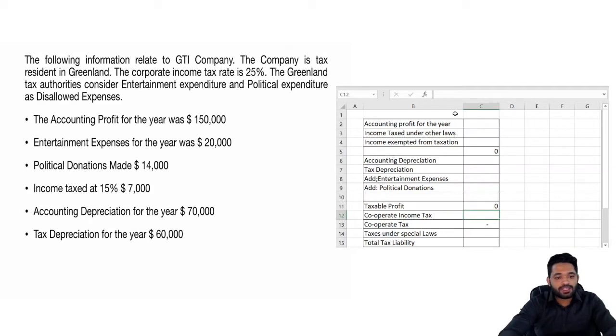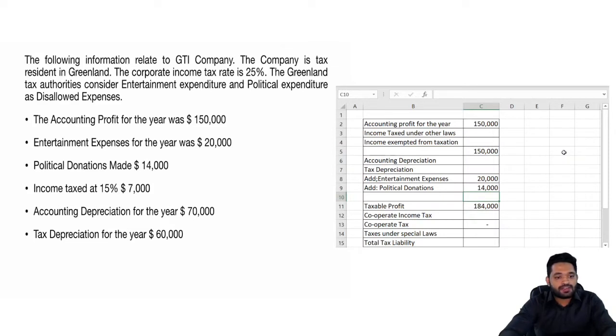The accounting profit for the year is going to be 150,000. Then you have entertainment expenses for the year, which is going to be $20,000. Now this is a disallowed expense, so we will need to add it back. So we would add back the entertainment expenses of $20,000. Then we have political donations made of 14,000. This is again a disallowed expense. We need to add it back to our profits. So you add back 14,000, which is our political donations.